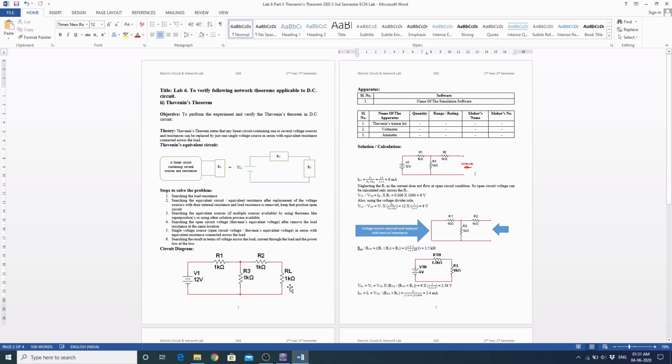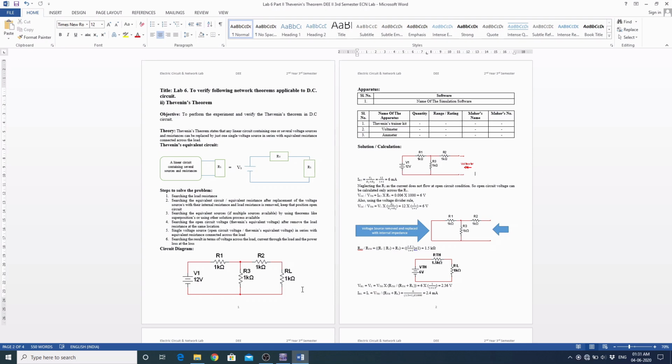So first of all, as per these steps, we have to find out the load resistance from here. Here it is mentioned as RL, so it is the load resistance. If it is not directly mentioned as RL or load resistance, then as per the question, we have to find out through which resistance we have to find the current and the voltage across the resistance.